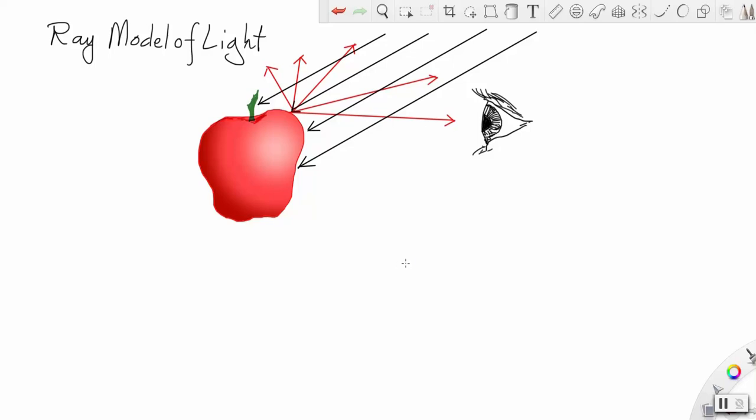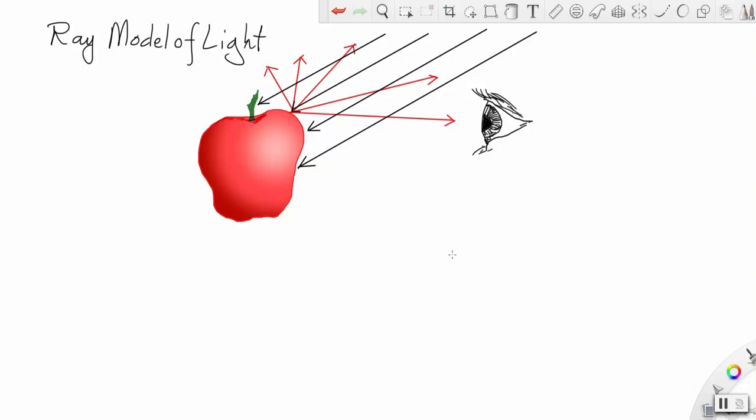So this is the process of seeing, and this is the process of light going about its ray model of travel. There's a lot of really specific stuff that happens with waves that we talked about in the last video, but this is a much easier and simpler way to model what happens to those waves when we're looking at everyday objects. This is a practical way of looking at light in order to understand its effect on us.